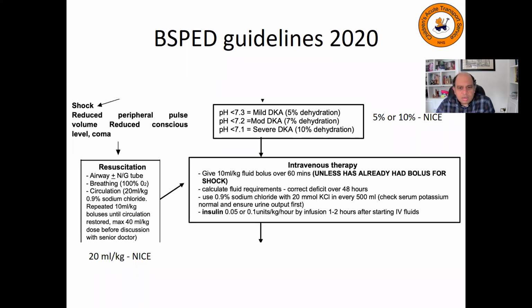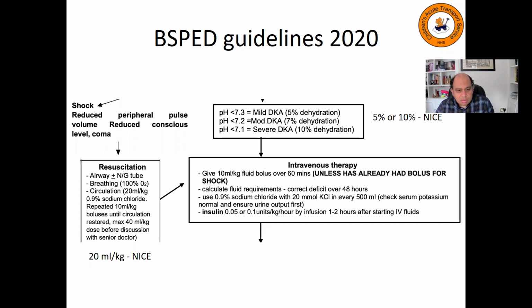Now, in terms of intravenous therapy of non-shocked patients, the advice is quite similar between BSPED and NICE. So 10 per kilo fluid bolus over 60 minutes, unless they've already had a bolus for shock, and calculate the fluid requirements, correct the deficit evenly over 48 hours, and use 0.9% sodium chloride with 20 millimoles KCl in every 500 ml quantity. Before you do that, you check urine output and check potassium level. We'll come to that later.